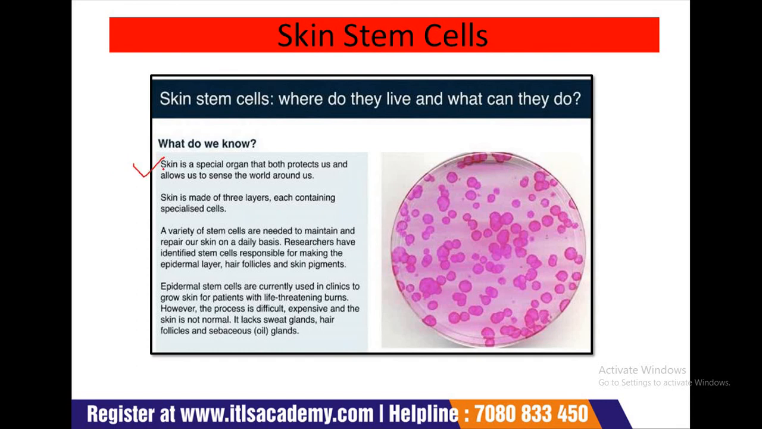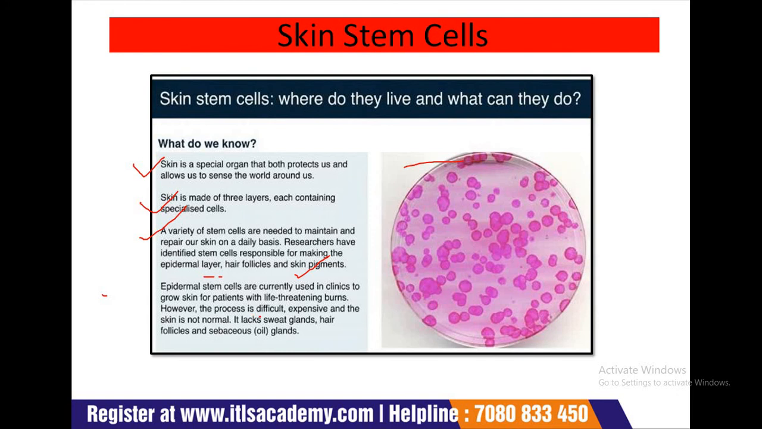First, skin is a special organ that both protects us and allows us to sense the world around us. Skin is made of three layers, each containing specialized cells. A variety of stem cells are needed to maintain and repair our skin on a daily basis. Researchers have identified stem cells responsible for making the epidermal layer, hair follicles, and skin pigments. Epidermal stem cells are currently used in clinics to grow skin for patients with life-threatening burns.